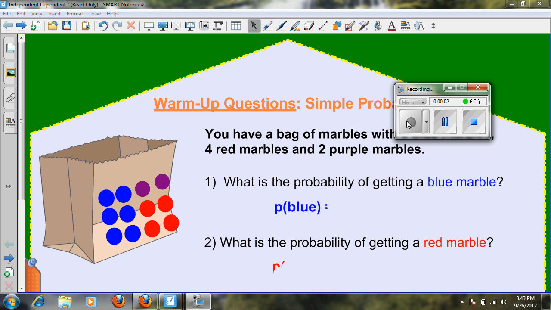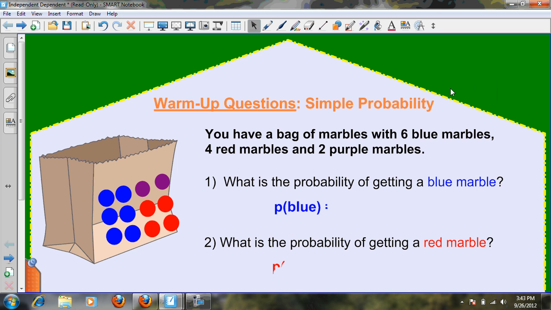This video will cover independent and dependent events of compound probability. Before we get to that, we're going to talk about a warm-up question, simple probability. You have a bag of marbles with 6 blue marbles, 4 red marbles, and 2 purple marbles. You see it here. What is the probability of getting a blue marble?